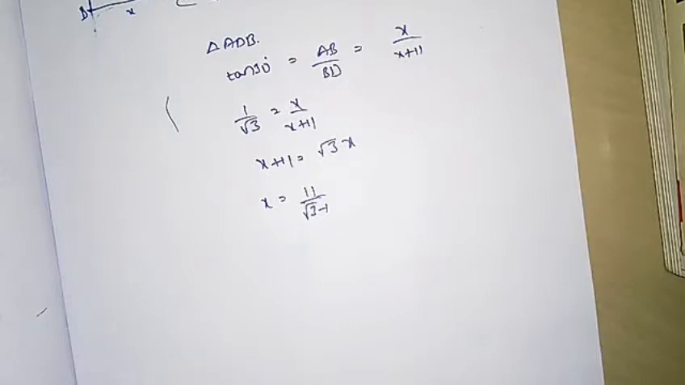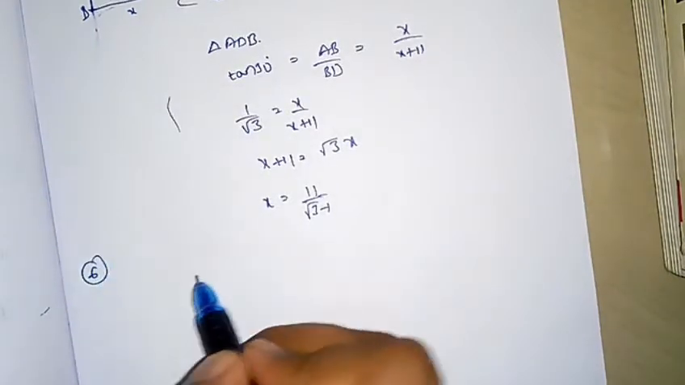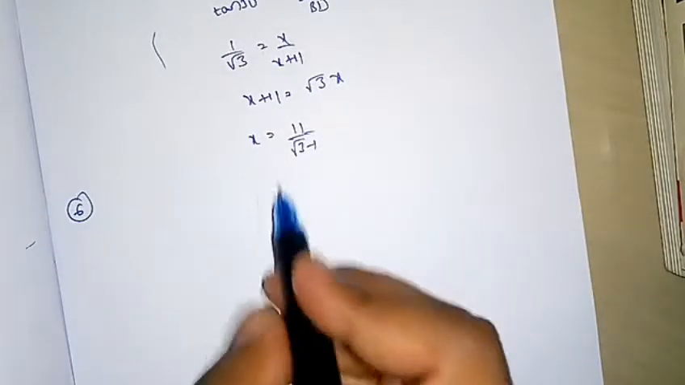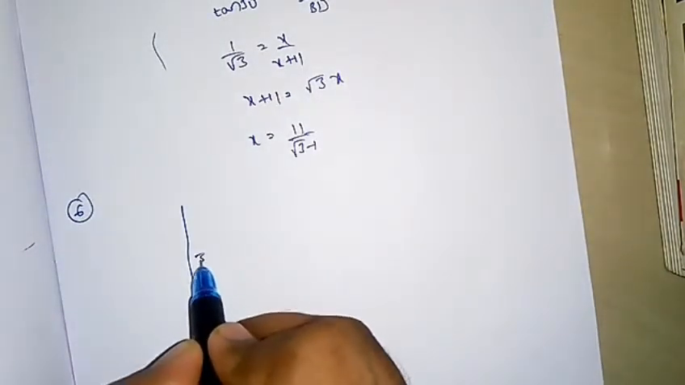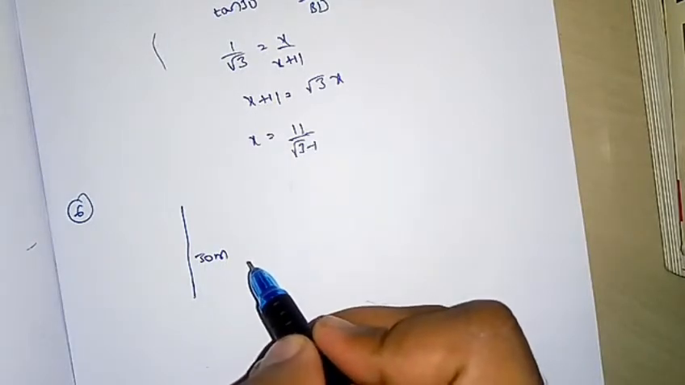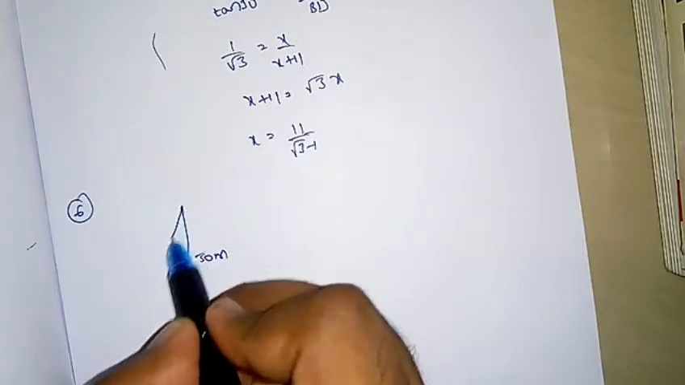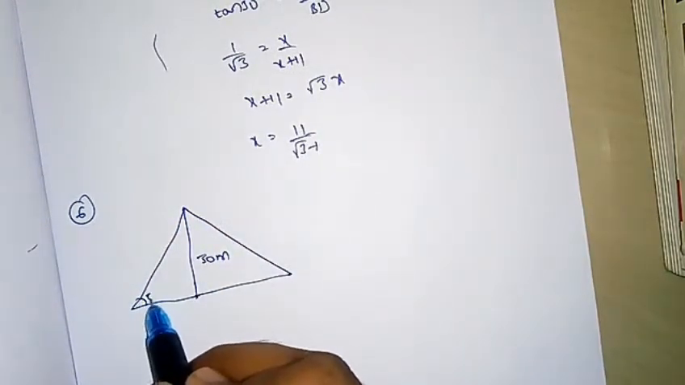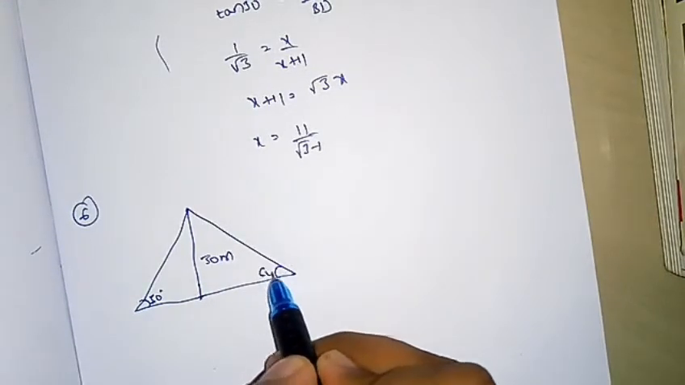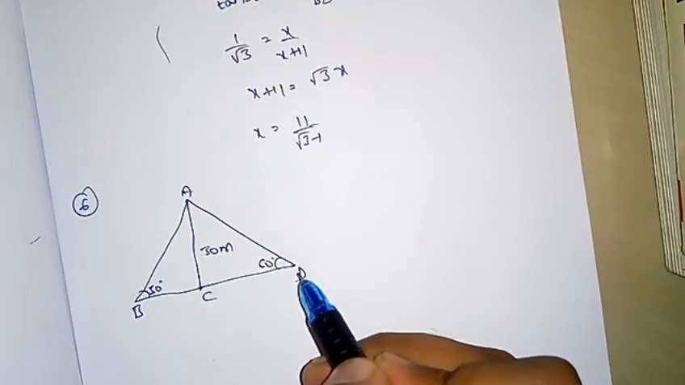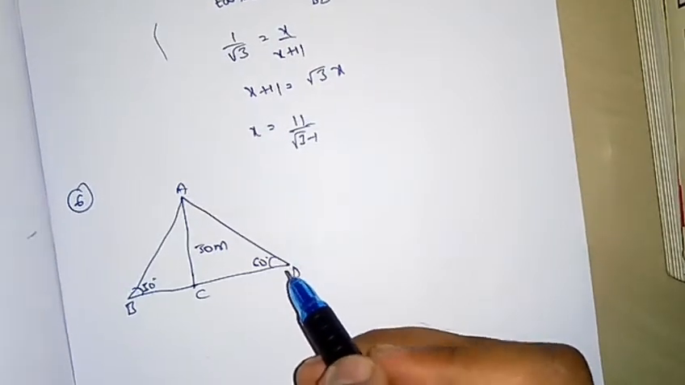Let's solve one more question. Example 6. Two men on either side of a temple of 30-meter height. The height of the temple is 30 meters. They observe its top at angles of elevation 30 and 60 degrees respectively. So one is 30, the other is 60. Let this be A, B, C, D. Find the distance between the two men.